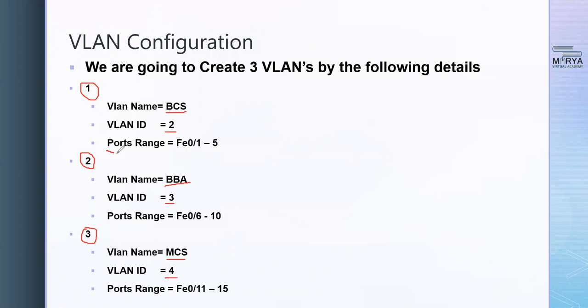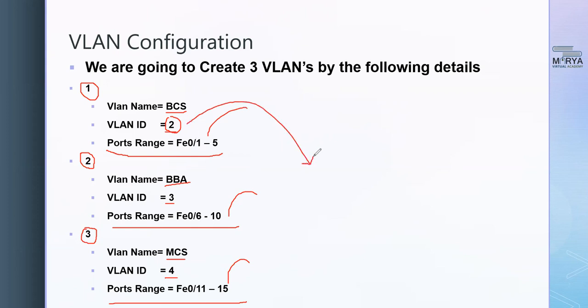And here are the ports which I specified to assign to VLAN 2, 3 or 4. These are the port ranges: from 1 to 5, from 6 to 10, and from 11 to 15. But here is a sort of confusion: how can I select that VLAN 2 is an ID, or 3 is an ID, or 4 is an ID? Can I select any other number here? If yes, how? If not, why?